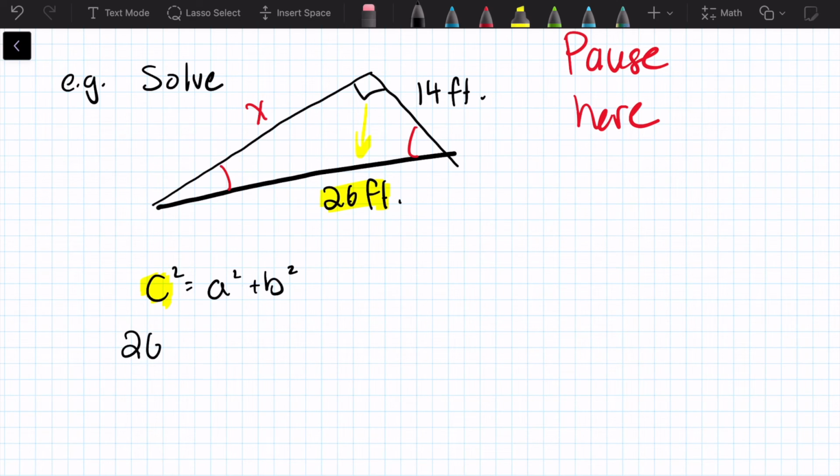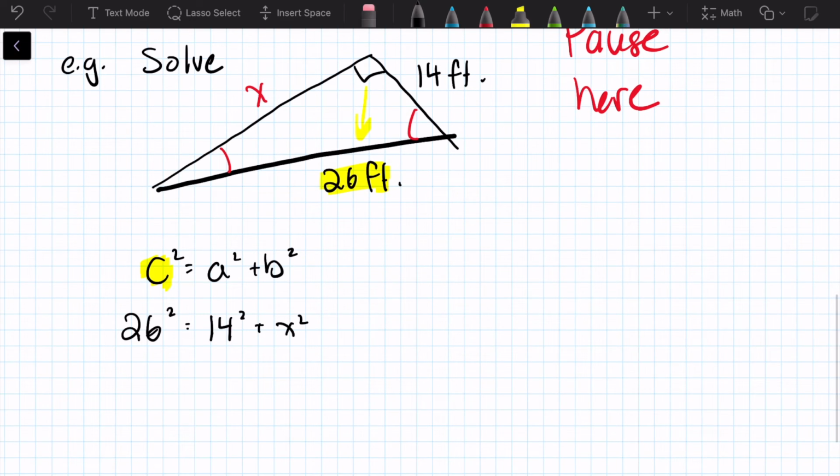C is 26 squared. A and b are interchangeable. I'm just going to say a is 14, which means b is going to be x. So if we're calculating this, 26 squared is 676. 14 squared is 196. And x squared, well, is just x squared.